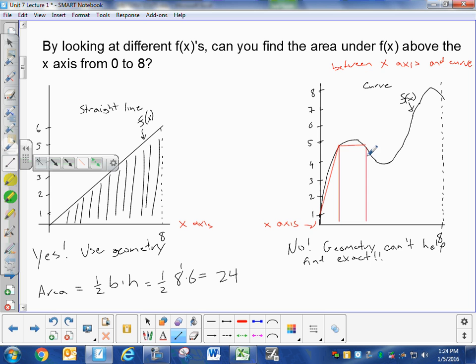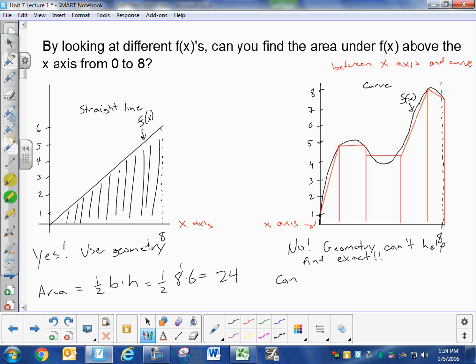like another rectangle. Maybe I missed some, but I pick up somewhere else. Maybe a trapezoid, a triangle on top of a rectangle, and maybe another trapezoid, like that. So I can approximate using geometry. And this is what we're going to be doing today. We're not going to worry about finding the exact if we have a curve. Instead, we're just going to approximate.